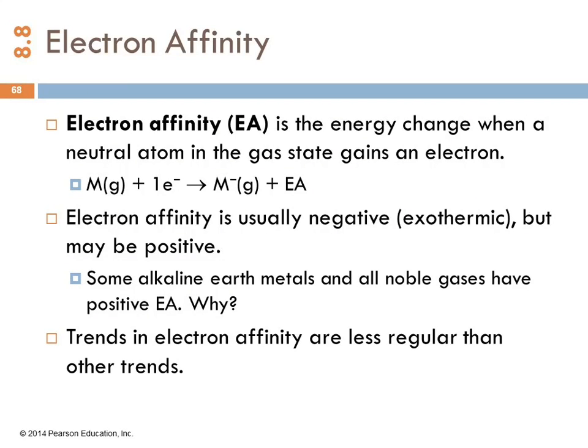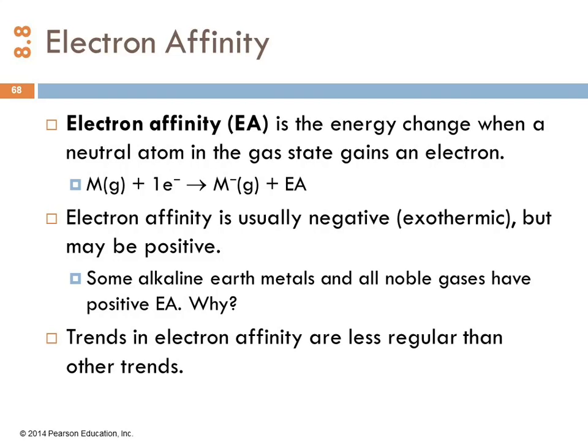Electron affinity, in a way, is sort of the opposite of ionization energy, because here we're talking about a neutral atom gaining an electron. So electron affinity, often abbreviated EA, is the energy change when a neutral atom gains an electron. Electron affinity is usually negative, meaning it's exothermic, but it can be positive.